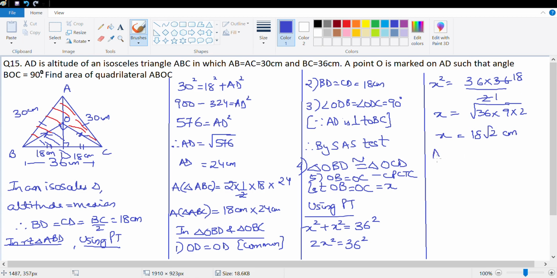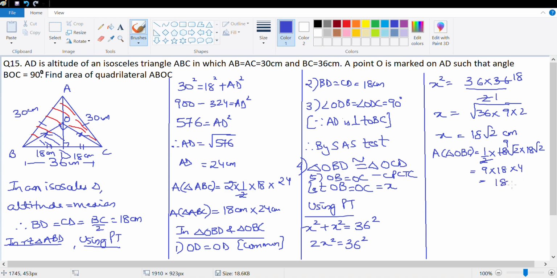Next, I'll find area of triangle OBC. Area of triangle OBC would be equal to half into base, in this case 18 root 2, multiplied with height, in this case 18 root 2 once again. Perfect. 2 1 to 9. So this is 9 into 18 into 4. I could have left it like this only. I did not need to calculate X because area would be X square in any case. Anyway, now that we've done this calculation, this would be 9 into 18 into 4.